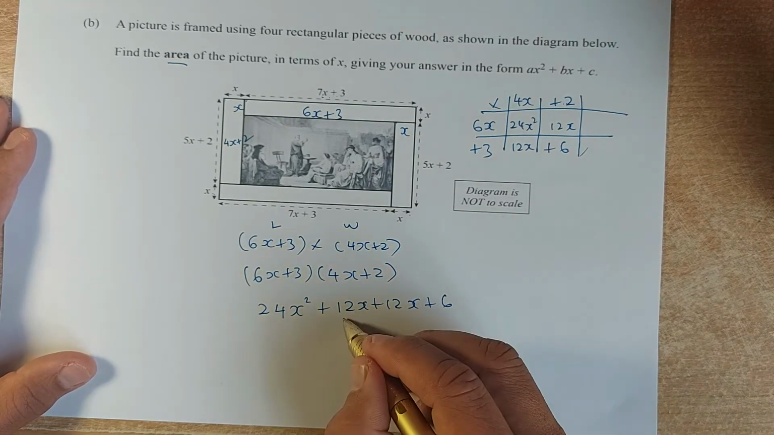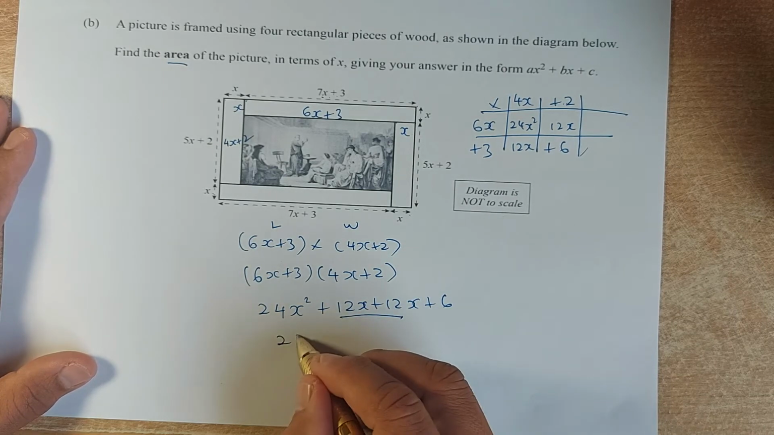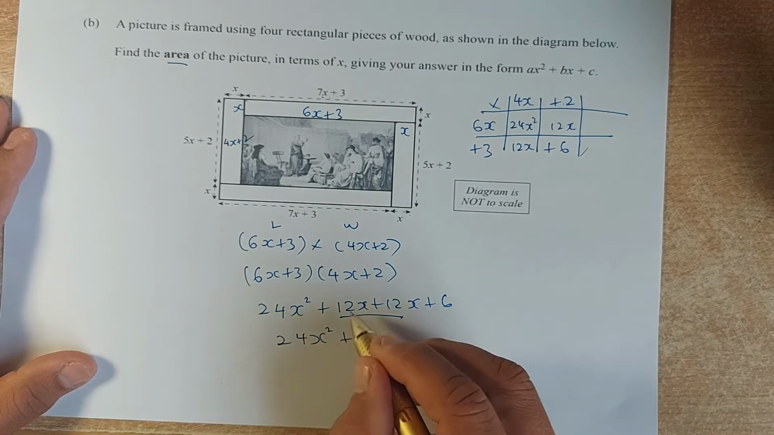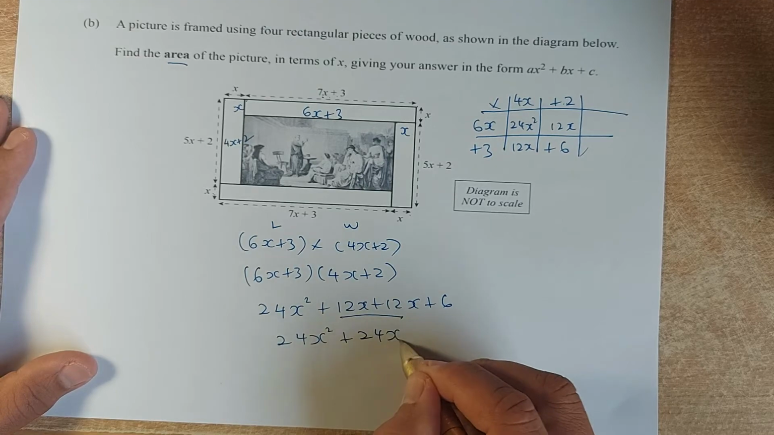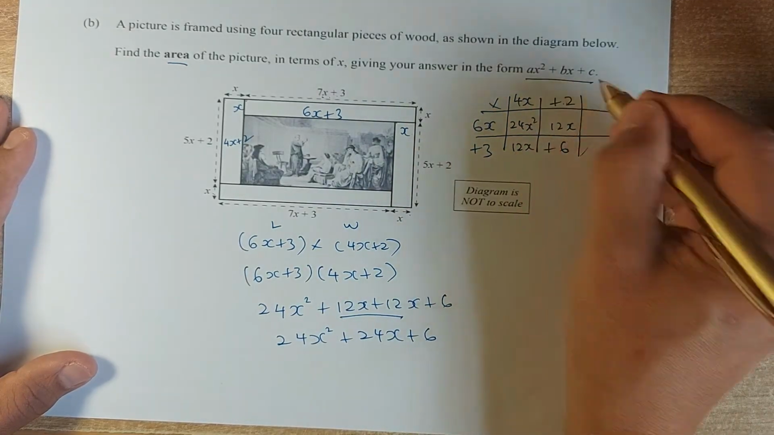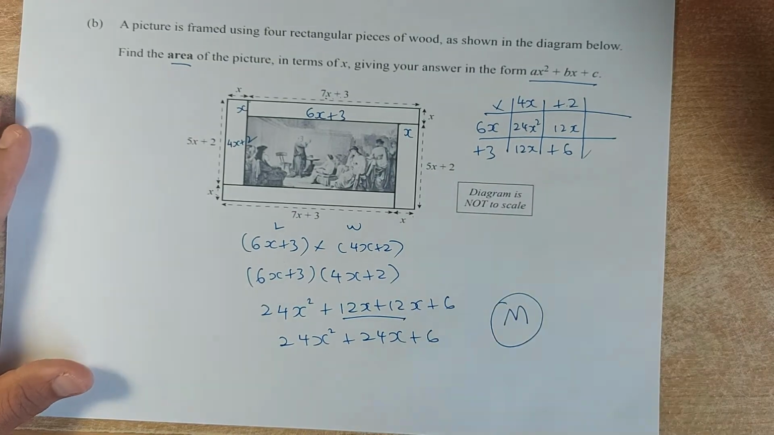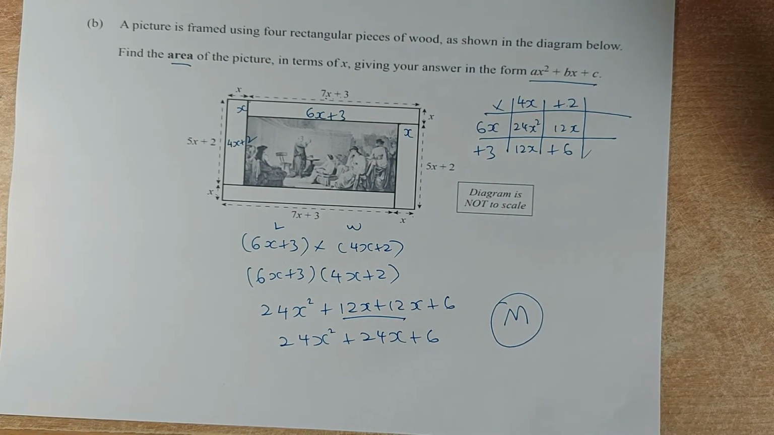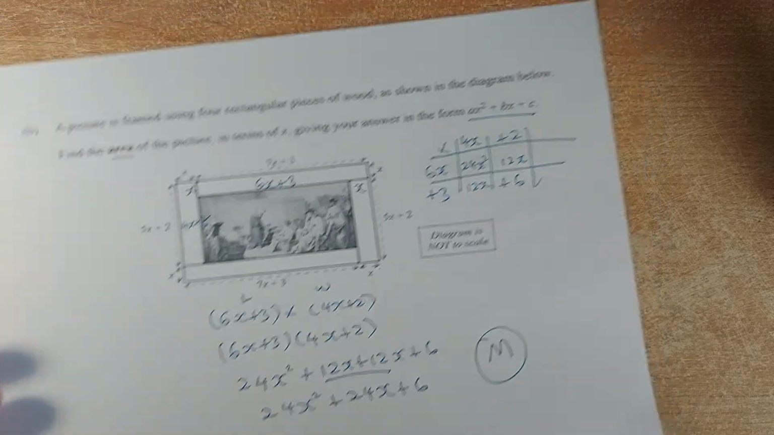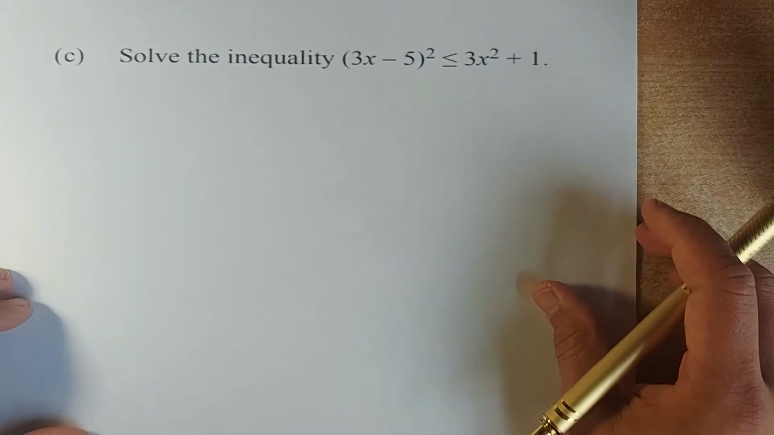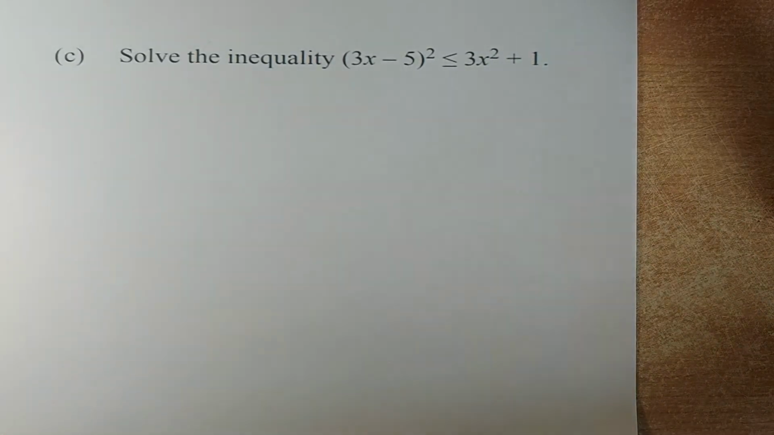These are like terms, so the answer is 24x squared, 12 plus 12 is 24x, plus 6. They want you in this form, so this looks exactly like this. That will give you a merit. Not too bad, right? Great. We shall proceed now to the third question. This is an excellent question. Have a read through and we shall proceed.